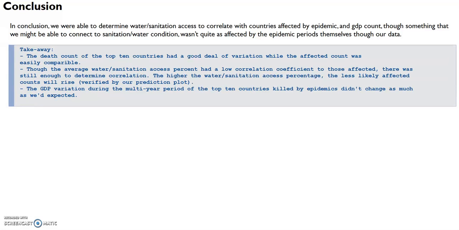The takeaway, the death count of the top 10 countries had a good deal of variation while the affected count was easily comparable. Though the average water sanitation access percent had a low correlation coefficient to those affected, there was still enough to determine correlation. The higher the water sanitation access percentage, the less likely affected counts will rise. And then finally, the GDP variation during the multi-year period of the top 10 countries killed by epidemics didn't change as much as we'd expected.